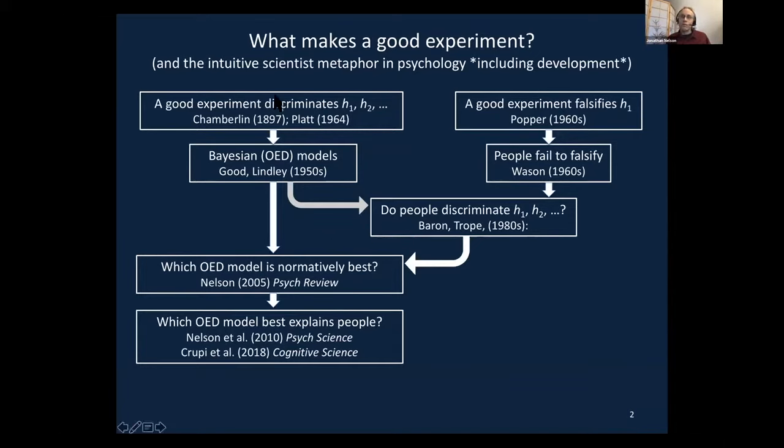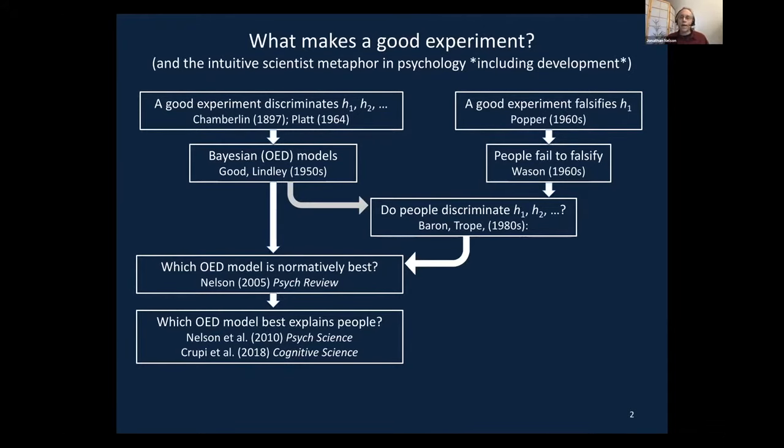And just real quick, of course, there are many different ideas of what would make an experiment useful. One broad way of thinking about it is that a good experiment would somehow discriminate among, say, two or more research hypotheses under consideration. If you just ask someone on the street, you might hear something more like, well, a good experiment would tend to falsify a particular working hypothesis.